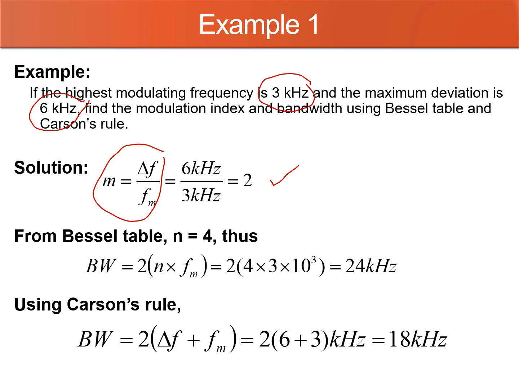And then refer to the Bessel table. For m equals 2, you will get the number of significant sidebands equal to 4. So by using this equation, bandwidth equals 2 in brackets n times Fm, you will get the answer for this bandwidth. While for the Carson rule, here is the equation. Just substitute the values of delta F and Fm, and you will get the answer for the bandwidth using the Carson rule.